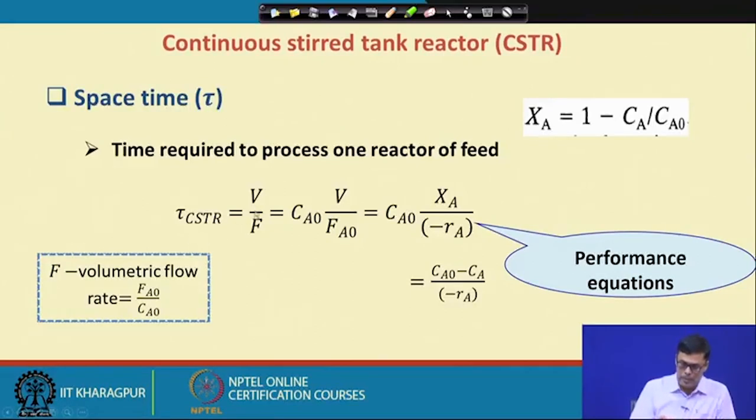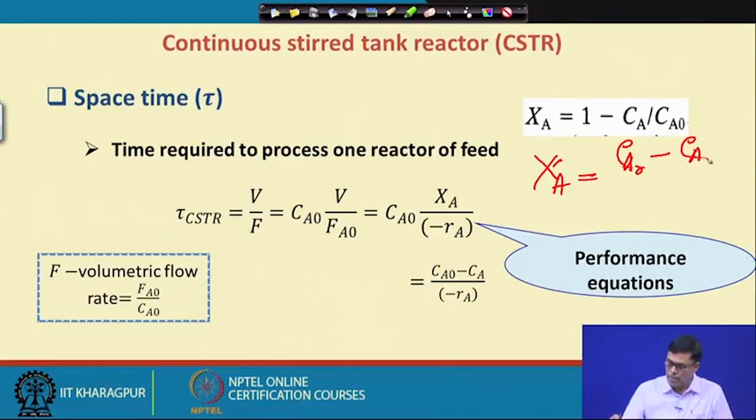This is tau CSTR equal to V by F, CA0 into V by FA0, that is CA0 into XA. Then what is CA0 into XA? It is CA0 into, because I told you XA is the fraction of A that is converted from CA0, am I right? So, if it is like this, CA0 into XA equal to CA0 minus CA.